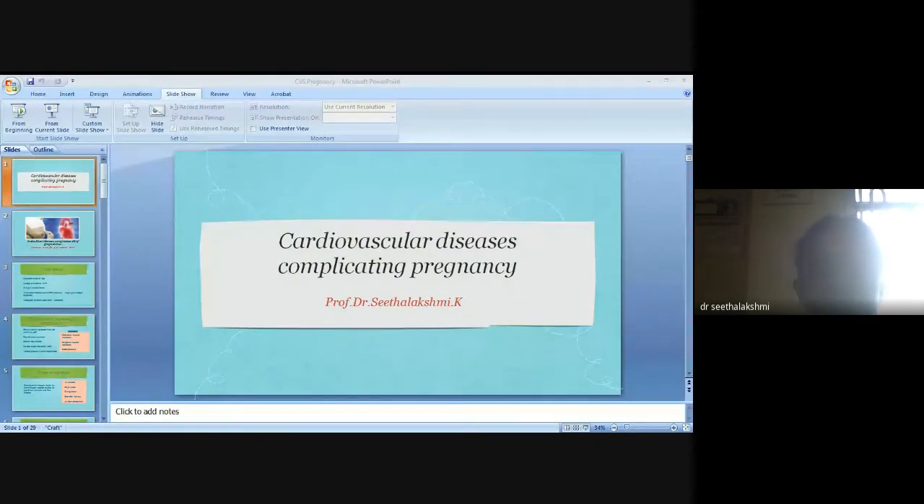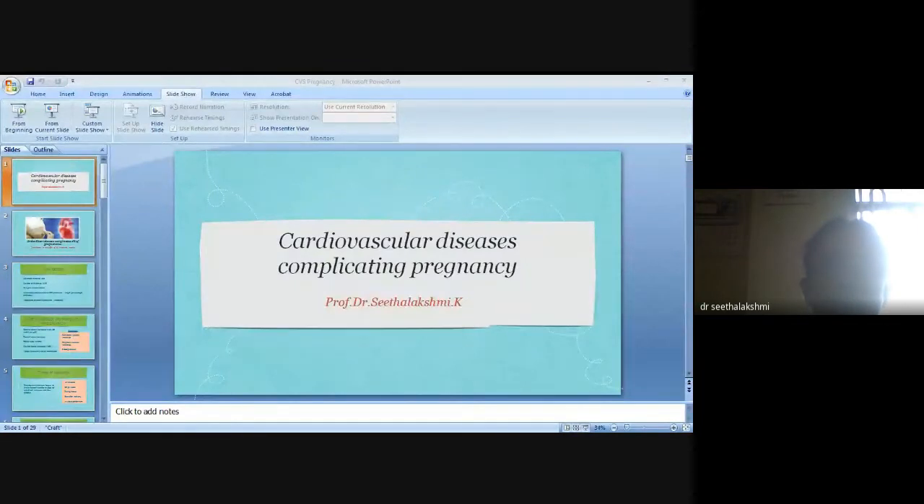So the causes for maternal mortality in cardiovascular disease complicating pregnancy are cardiac causes like cardiac failure, pulmonary edema, pulmonary embolism, active rheumatic carditis, subacute bacterial infective endocarditis, and rupture of coarctation of aorta.